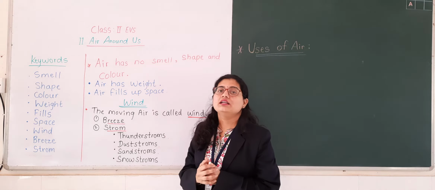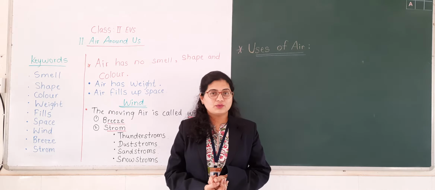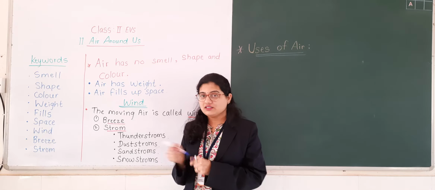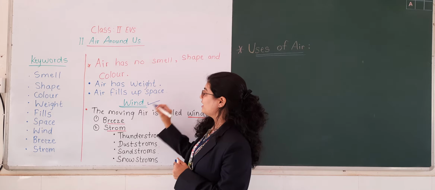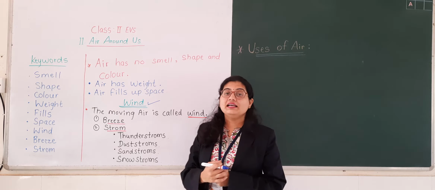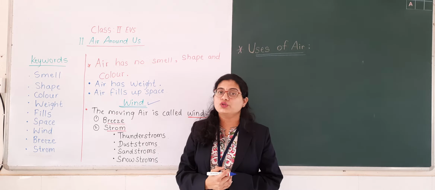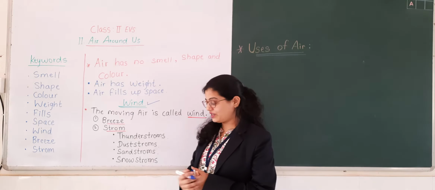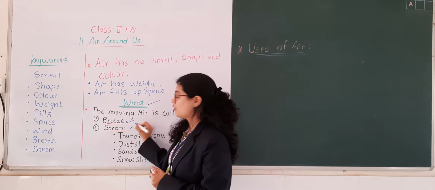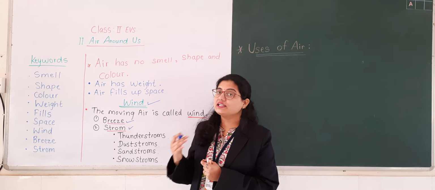Right? Then can you tell me, students, what is moving air? Yes, very good. Moving air is nothing but the wind. What is meant by moving air? Moving air is called wind. Then we saw two different types of winds. Do you remember those types? Yes, very good. The first one is breeze and the second one is storm.